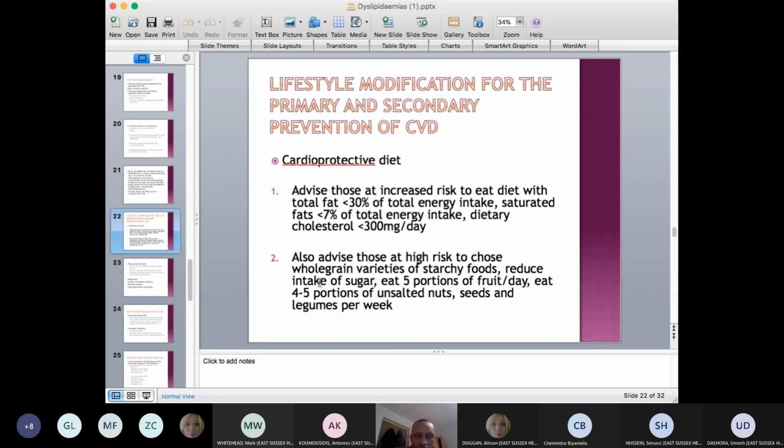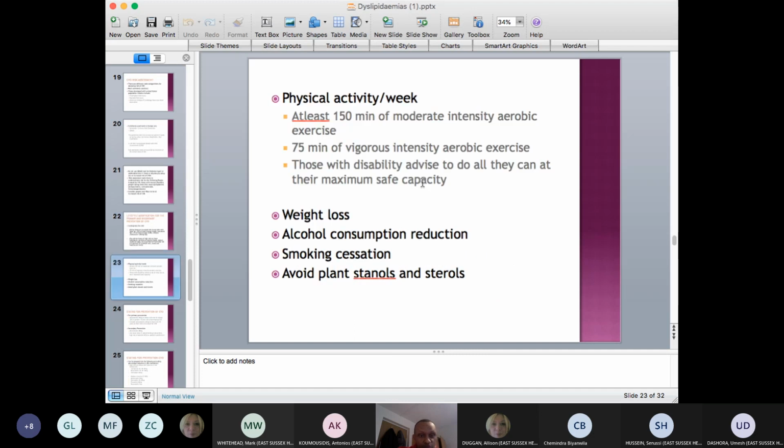Coming back to the first one, I'm not sure that many people can really observe this, because how many people can measure that this is less than 30% of total fat, or less than 7% of saturated fat? In brief, I think always eating a healthy, balanced diet is, to me, the best. But for the purpose of this lecture, we'll continue giving you what is recommended, although what is recommended may be very difficult to adhere to.